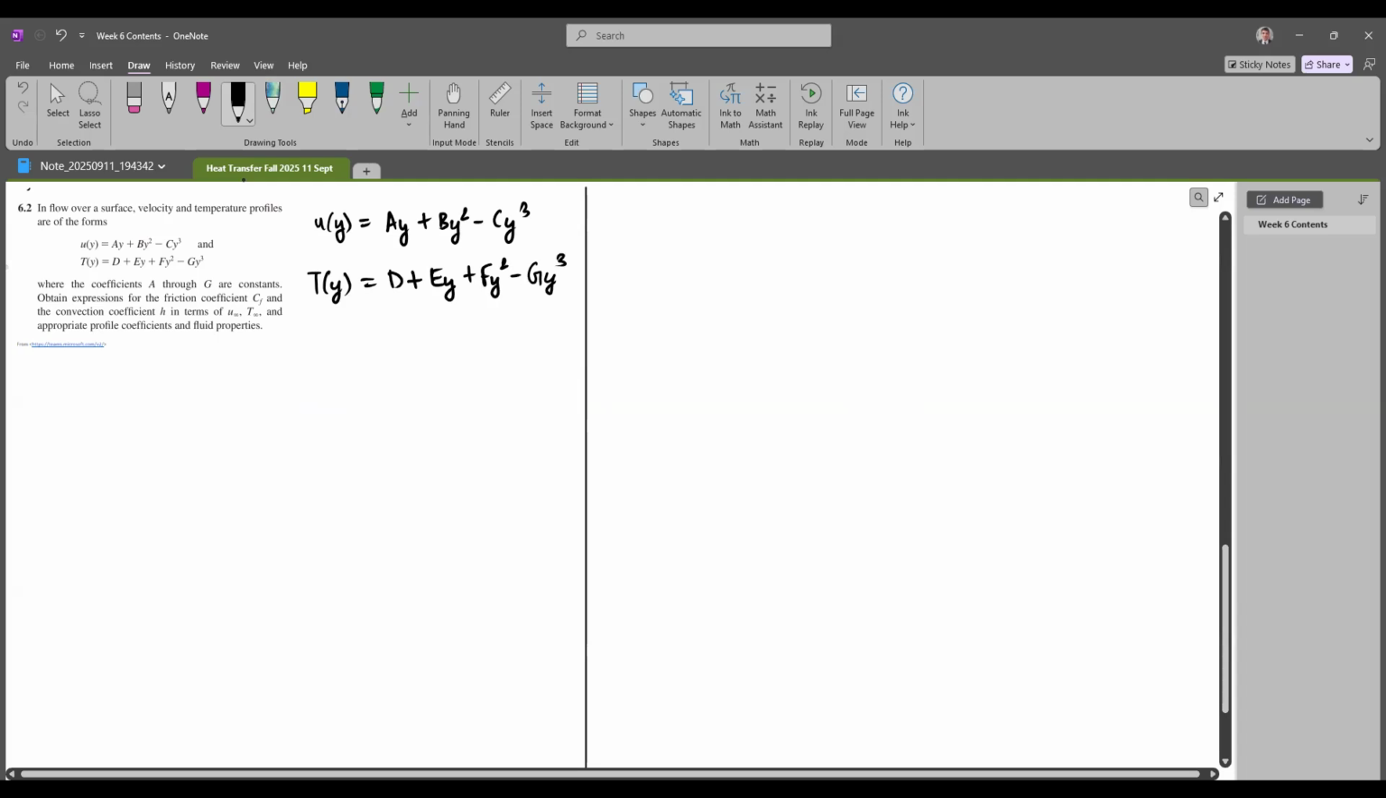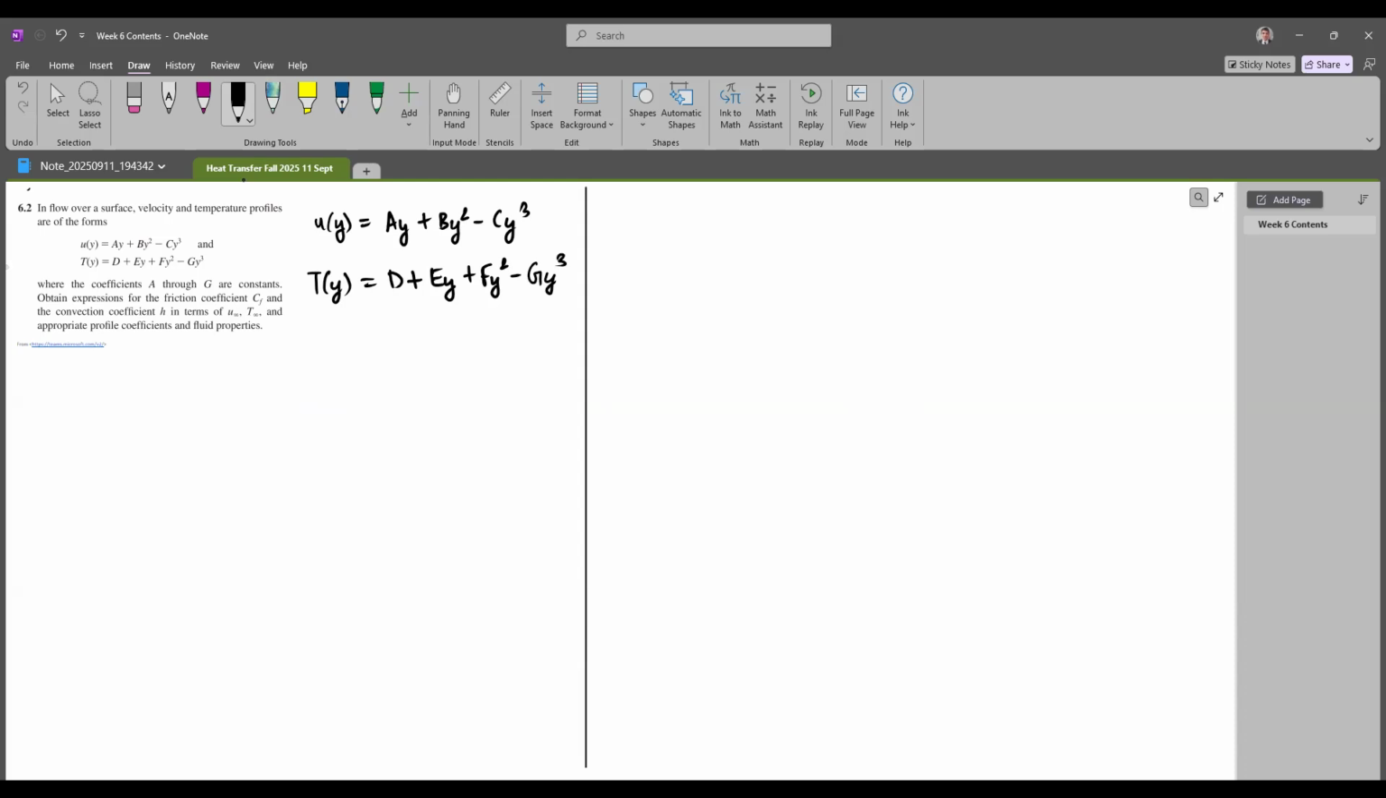So these are the two profiles which are given, where the coefficients a through g are constants. Obtain the expressions for the friction coefficient and the convection coefficient h in terms of u infinity, T infinity, and other profile coefficients and fluid properties. I'm still going to spare like 1 minute for you guys to go through it and think about how to proceed with this problem, and then I'll solve it.